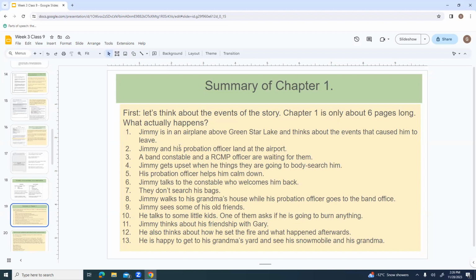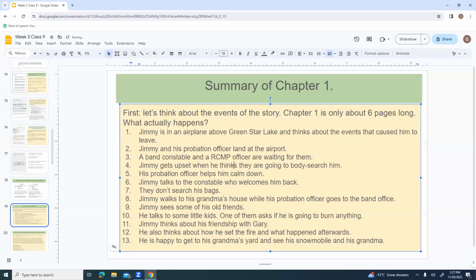the important events. Number 1, Jimmy is in an airplane above Green Star Lake and thinks about the events that cause him to leave. Number 2, Jimmy and his probation officer land at the airport. Number 3, a band constable and an RCMP officer are waiting for them. Number 4, Jimmy gets upset when he thinks they are going to body search him. Number 5, his probation officer helps him calm down. Number 6, Jimmy talks to the constable who welcomes him back. Number 7, they don't search his bags, which he was worried about.